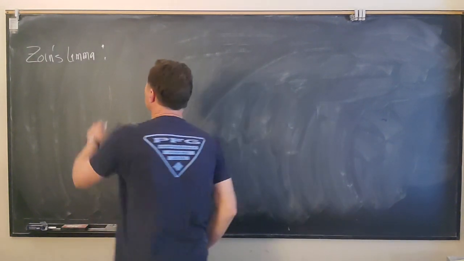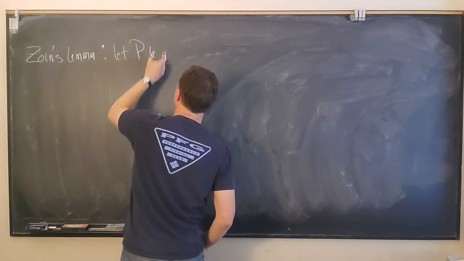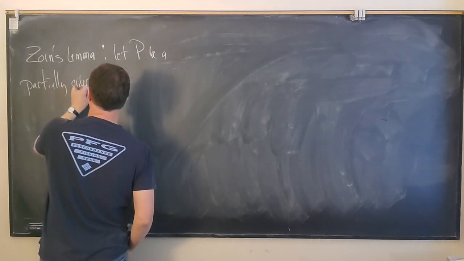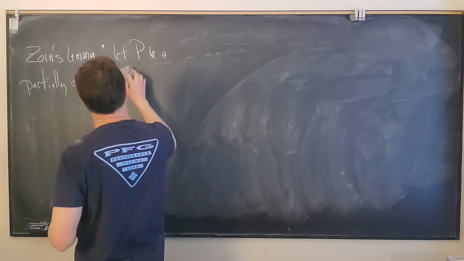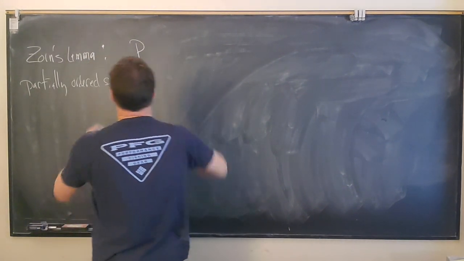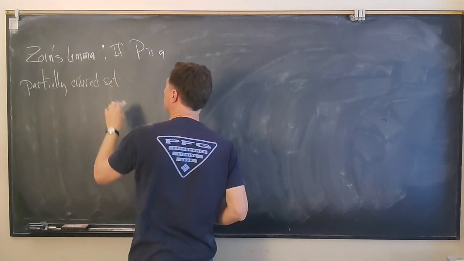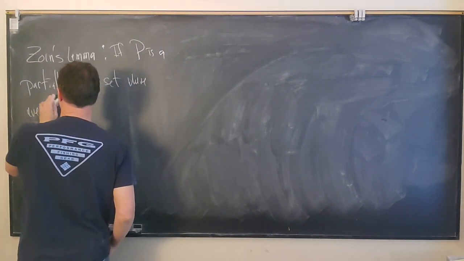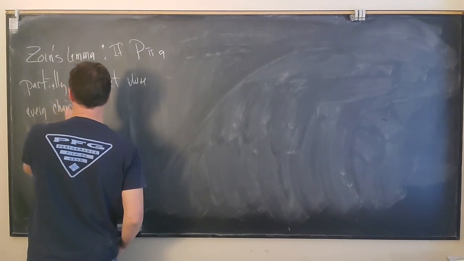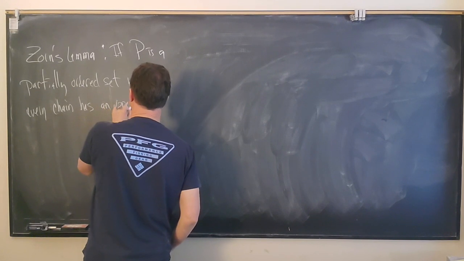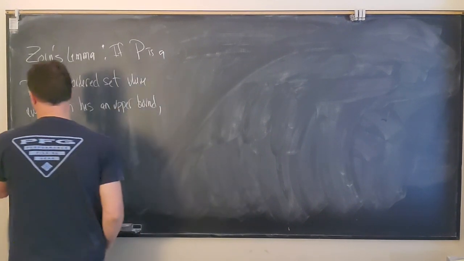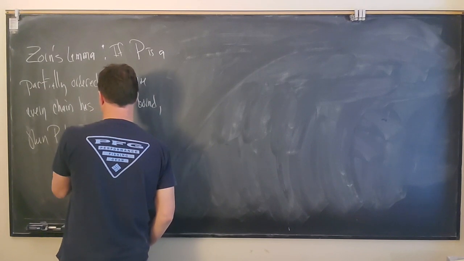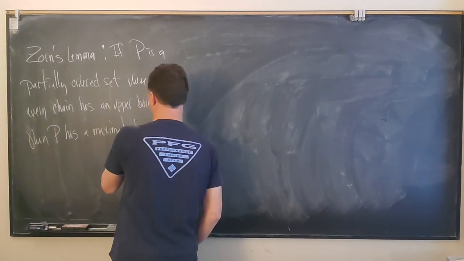And it goes like this. Let P be a partially ordered set, or maybe I like to say it better this way: if P is a partially ordered set where every chain has an upper bound, then P has a maximal element.